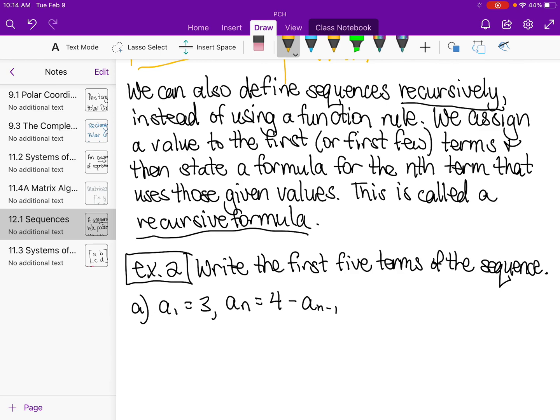All right, recursive. So go ahead and copy that down. So another way of defining a sequence is recursively. So we're not using a function rule. We assign a value to the first term or the first few terms. We're only doing problems this year that involve assigning a value to the first term. Just one of the ways to simplify it because we're not learning in a normal environment. Assigning a value to the first 2 or 3 terms is not that much different, but again, I just want to keep it a little more simple this year. And then we state a formula for the nth term that uses those given values.